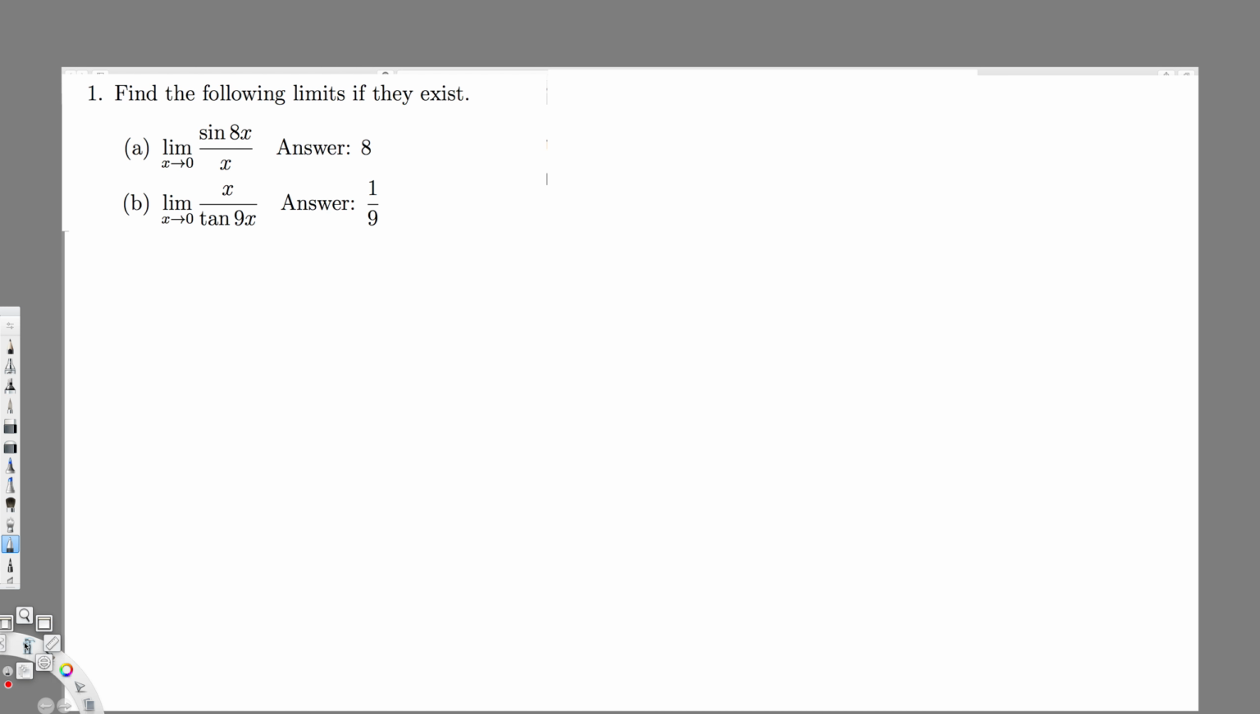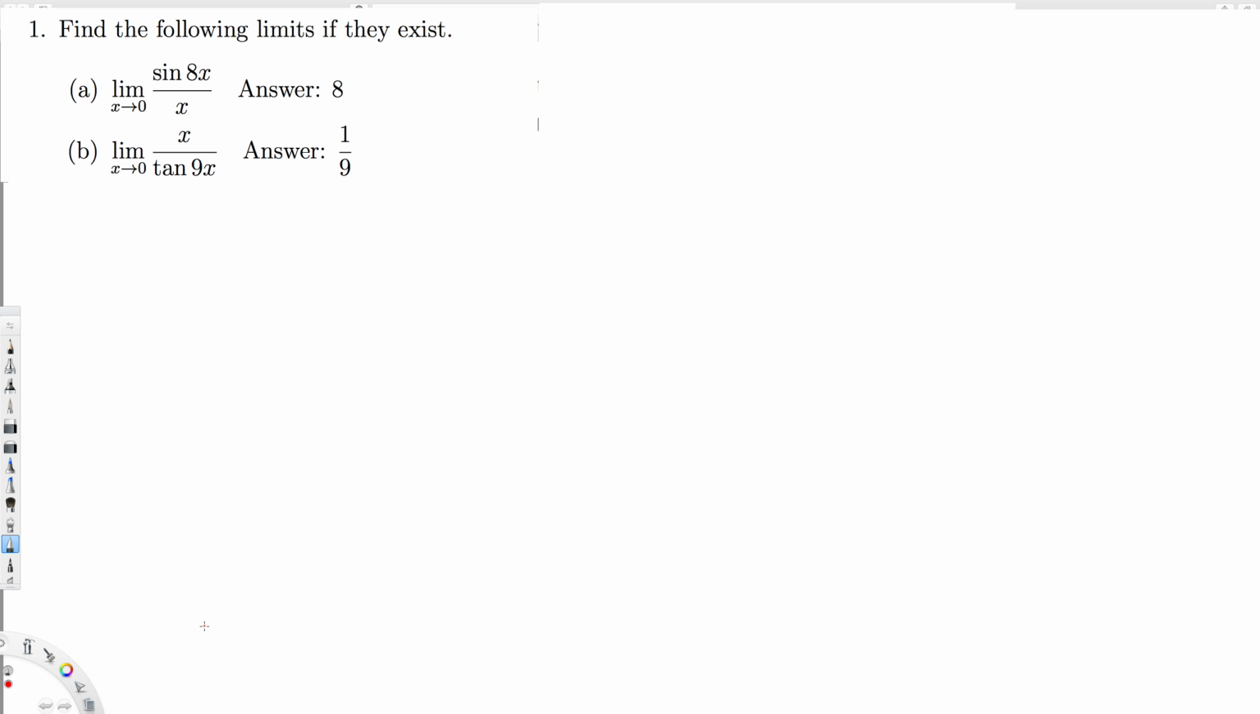We have this question right here. It's asking to find the following limits if they exist, and they have given two expressions right here. So let's see how we can do this. First of all, I'm taking part a. If I take part a, you see the limit as x approaches 0 of sin 8x over x.